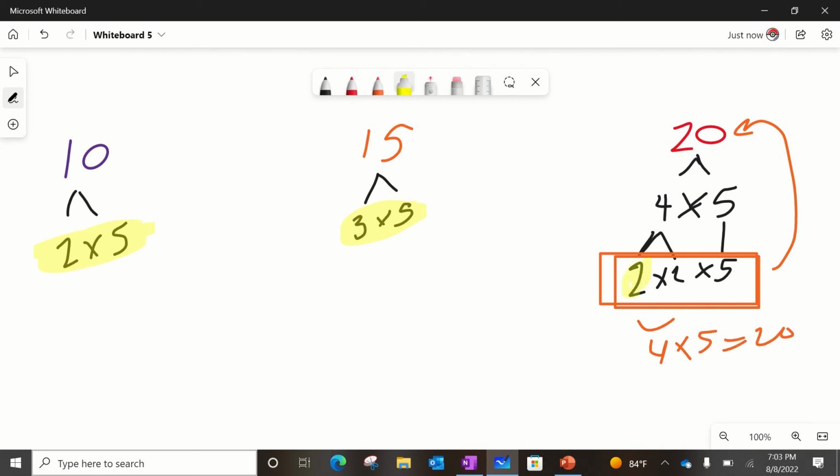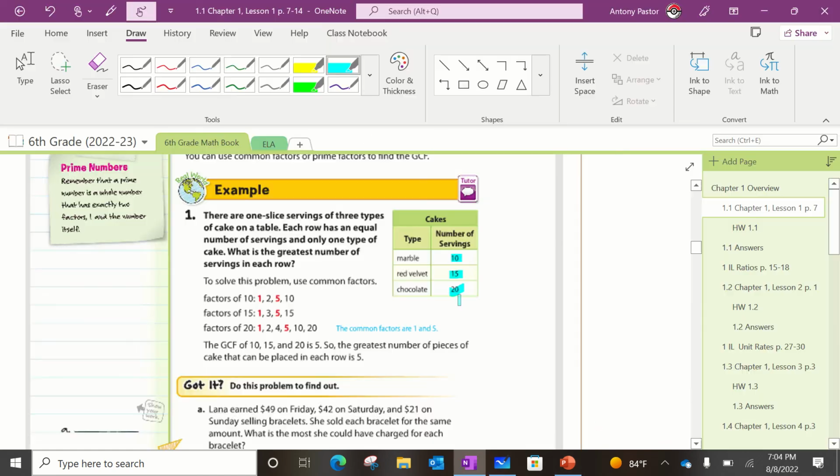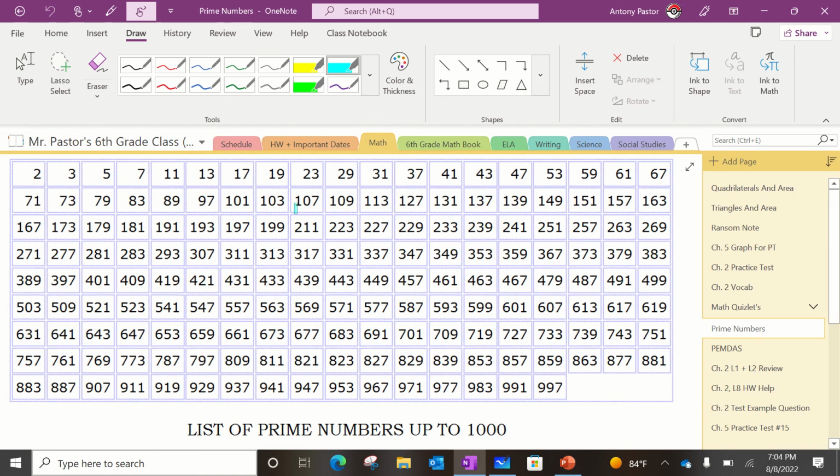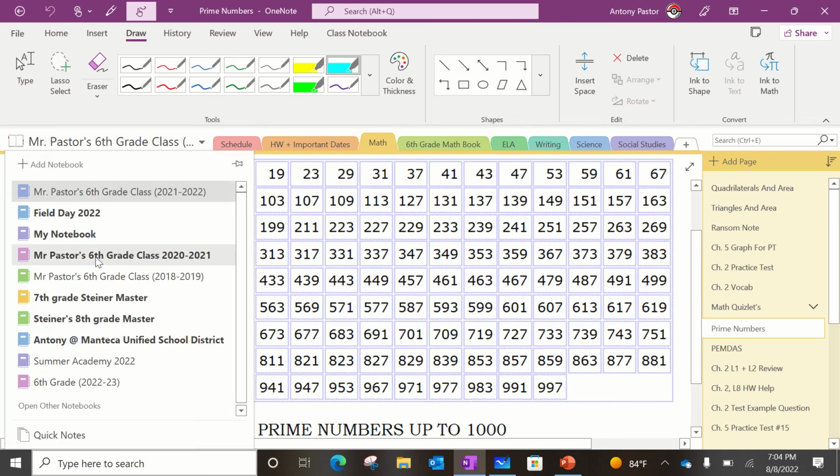2, nothing else goes in it besides 1 and 2. Again, nothing goes in it besides 1 and 2. And again, nothing goes in 5 except for 1 and 5. I will be updating our class OneNote with this prime factorization chart. These are prime numbers. All of these numbers only have factors of 1 and itself, meaning no other numbers are able to go into it evenly. These are a list of prime numbers up to 1,000. This will be added to your OneNote shortly.